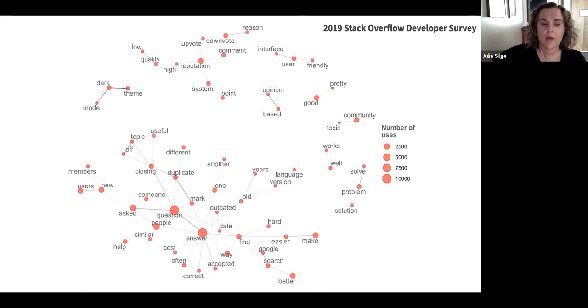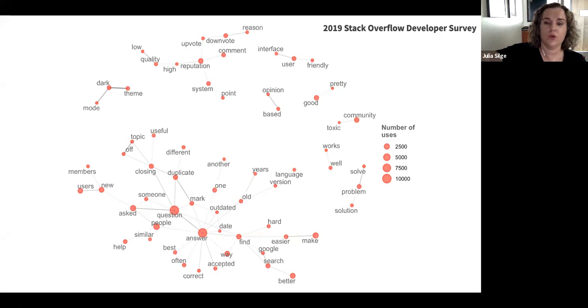We're able to see here people are saying things like, there's a cluster here around questions and answers. Someone wants to change how things are happening around duplicate closing of questions, or people are asking similar questions and they want to change something about that. The best answer is often not correct, like the accepted answer is often not the correct answer. People are also telling us that the answer is often outdated, an old language version, right?